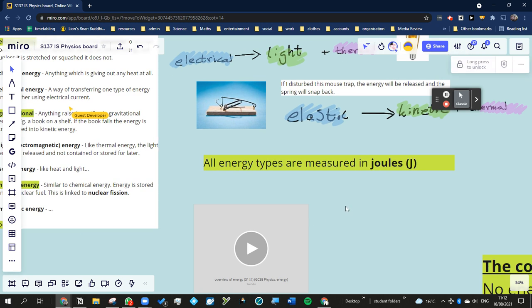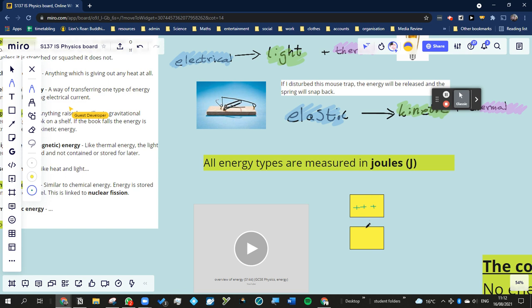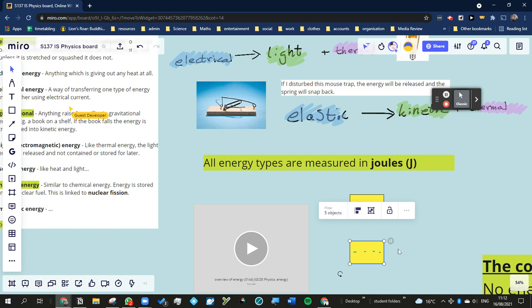If you had an object, let's imagine two objects down here. We can say that this one is positively charged and this one is negatively charged. If I move this negatively charged object away, it will want to move towards it. So it has potential energy to move towards it.